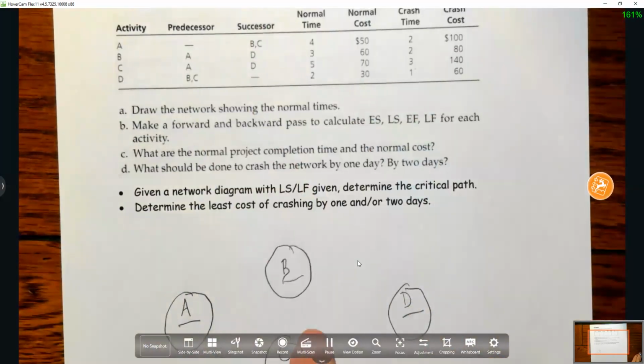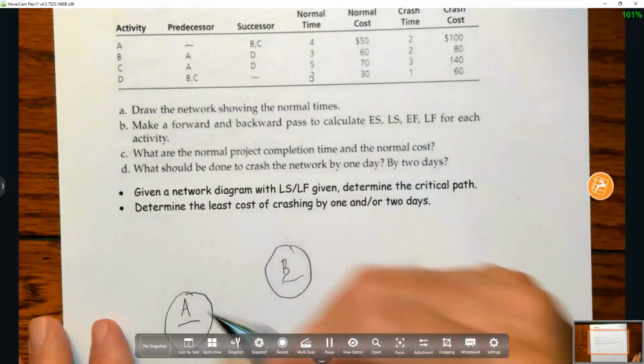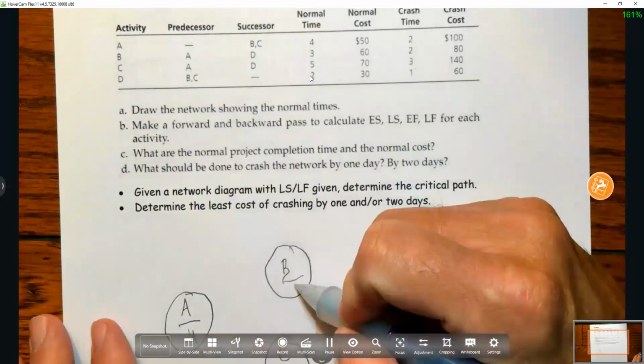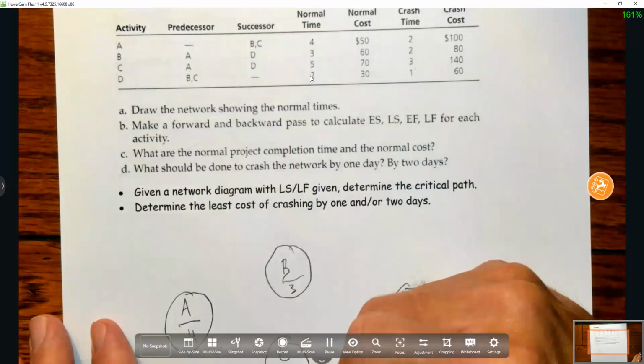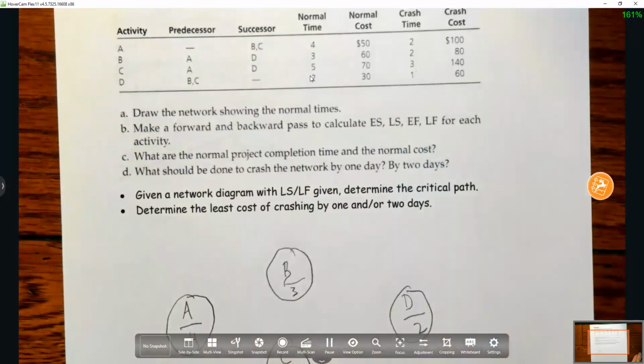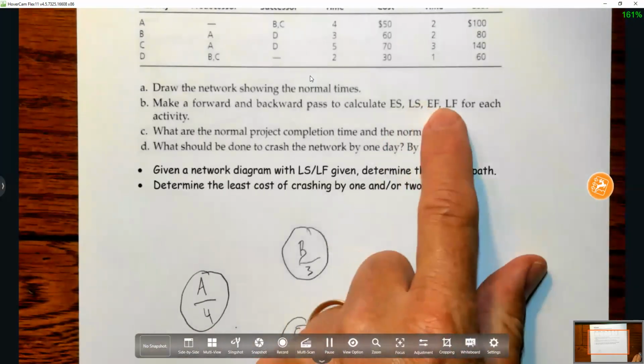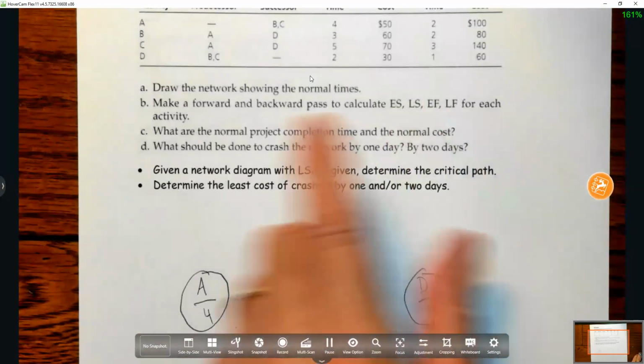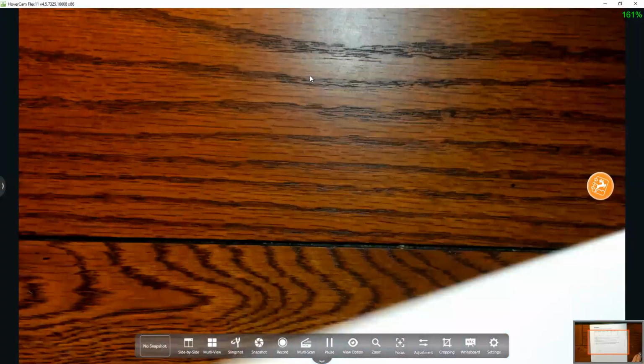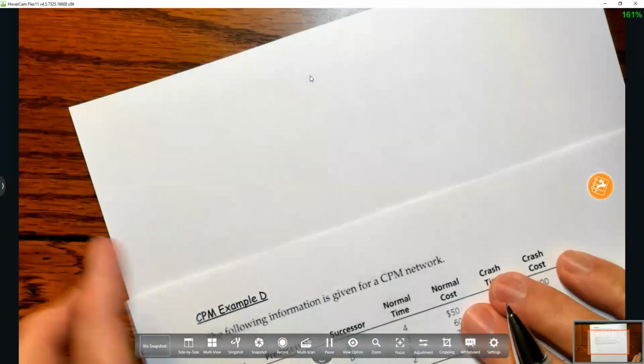It tells me to draw the network showing the normal times. Normal time for A, B, C, D is 4, 3, 5, 2. So we drew the network diagram. Now do the ES's, EF's, LS's, and all this for each activity. All right, we're going to do that. I'm going to fold this down just a bit so it's easier for me to see.